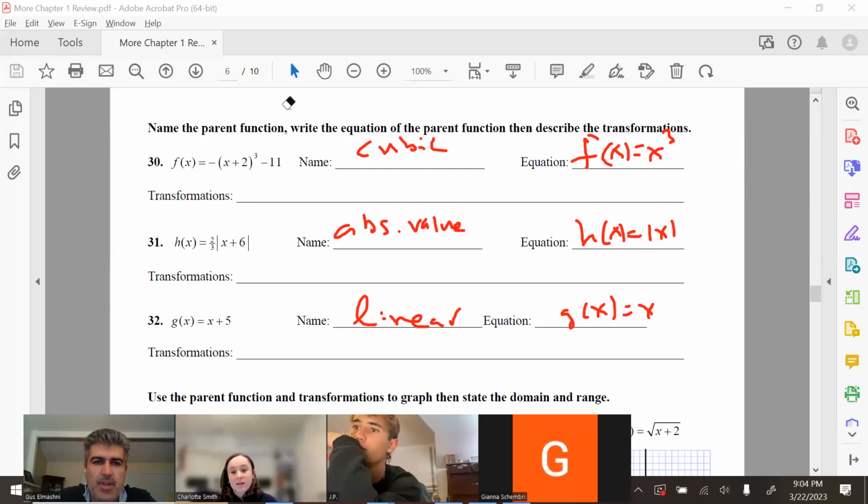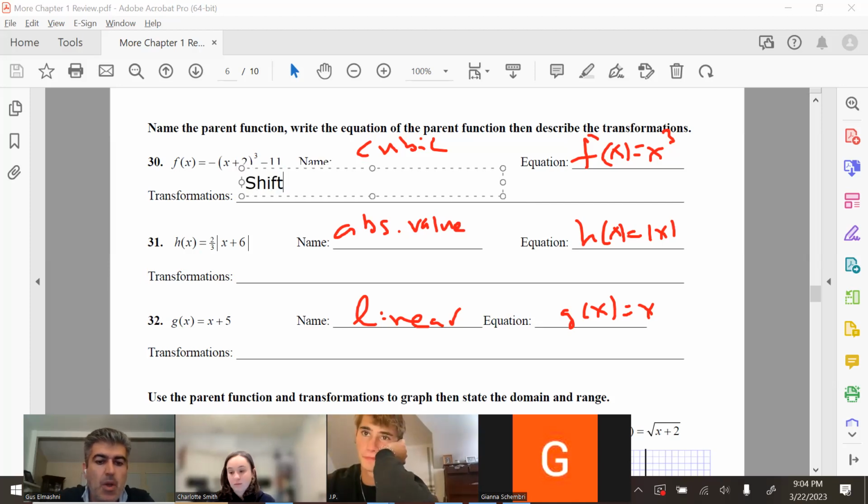Wait, Mr. E, would the order be reflect about the x-axis first or not? Actually, you could say it first. It doesn't matter between that and the horizontal shift, but you definitely have to say it before the vertical shift.